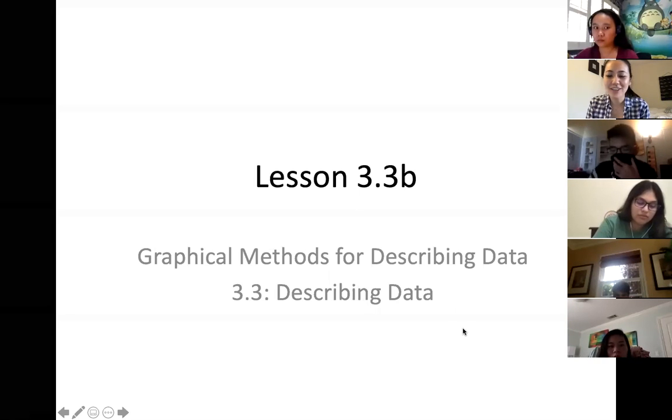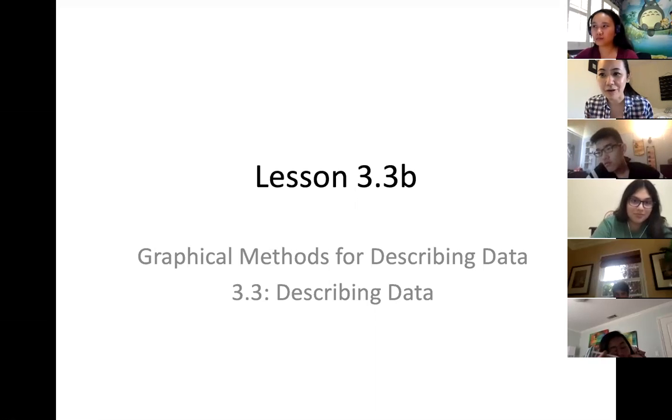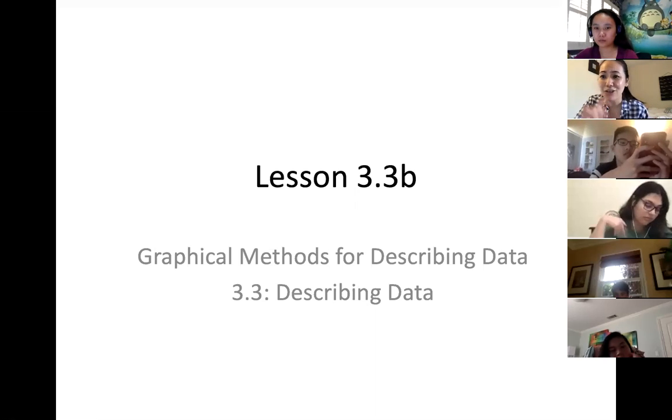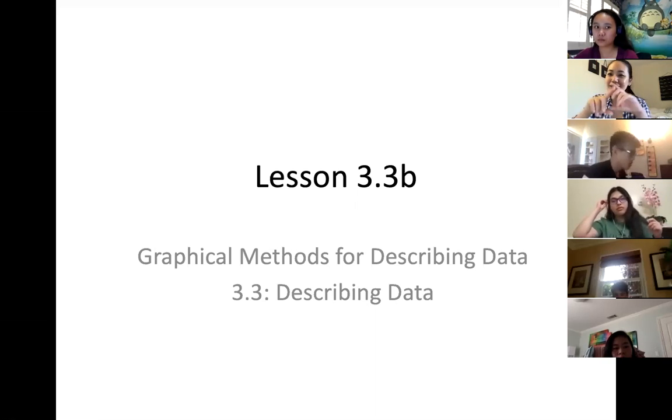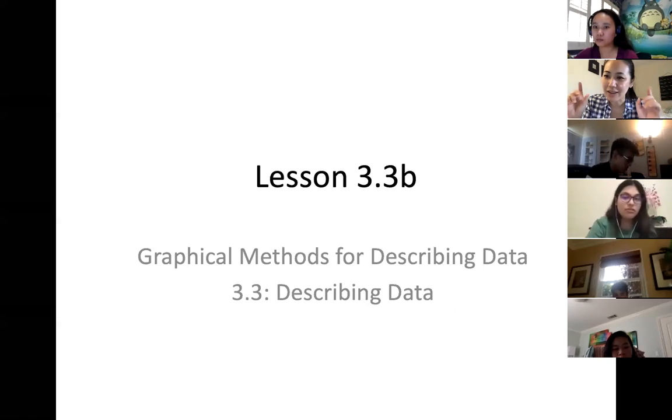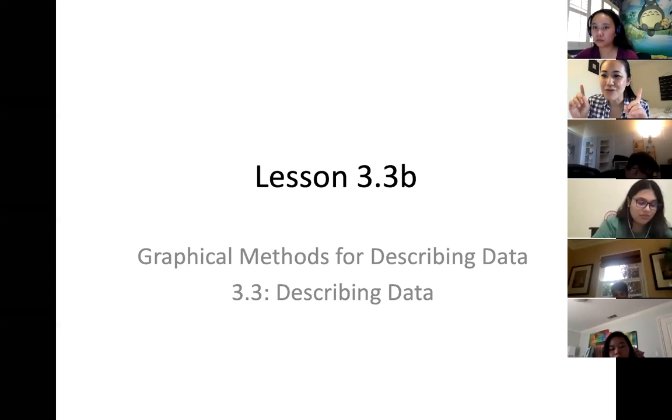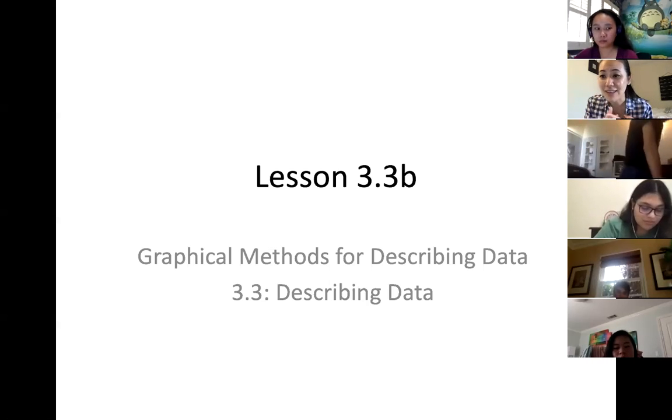Okay, so we are talking about describing graphs today, guys. You do not have to learn a new graph today. Instead, we are learning how to describe a graph, and there's a lot of things you can say about a graph. Your goal today is to know that when you see the directions "describe the graph" or "describe the distribution," you know exactly what things you need to hit to describe the graph.